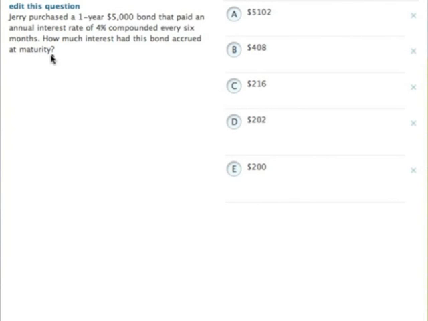Okay, Jerry and his compound interest. Interest problems are not that common on the GMAT, but you do actually need to know the interest formula if you hope to get them.